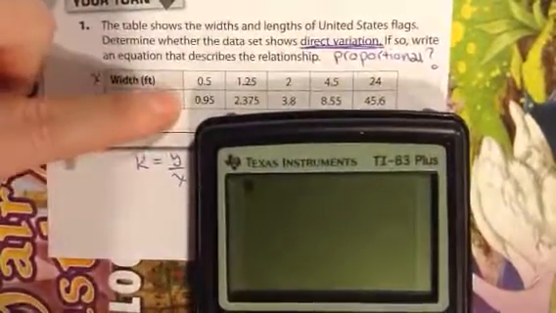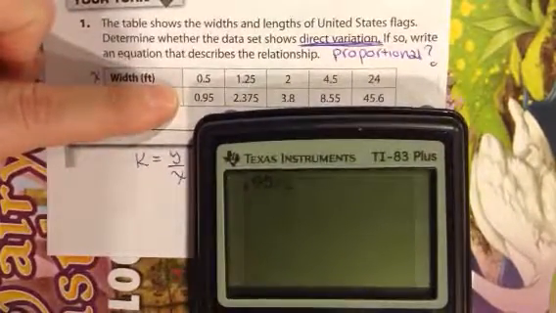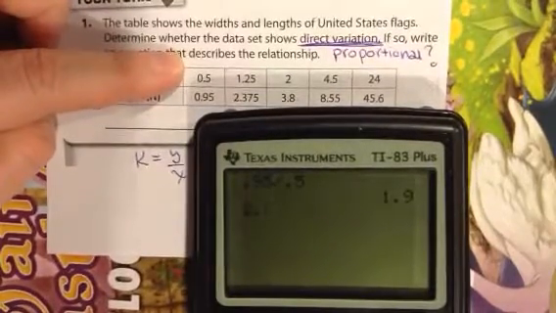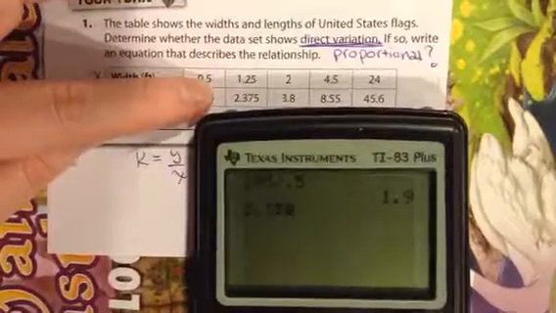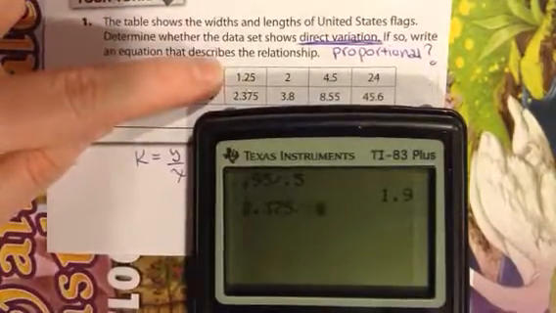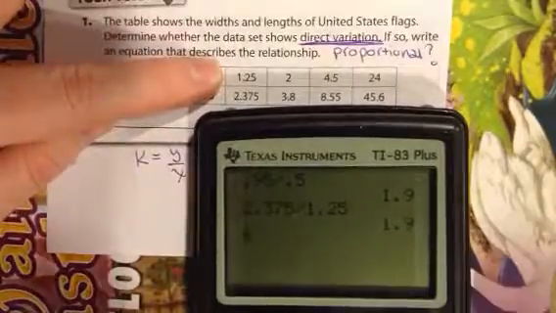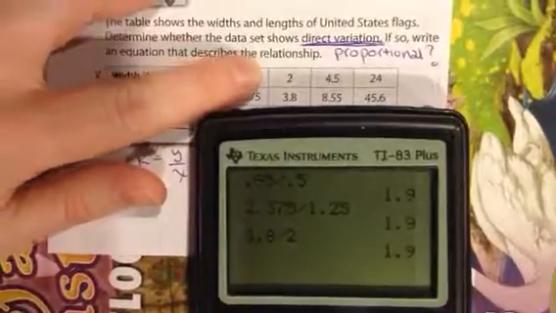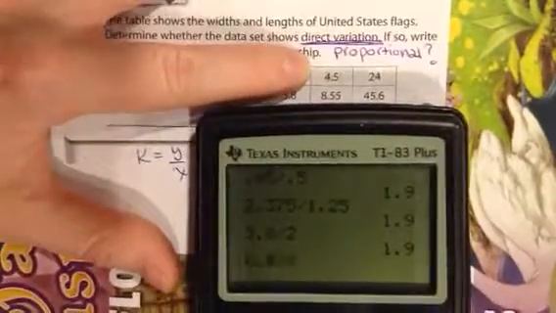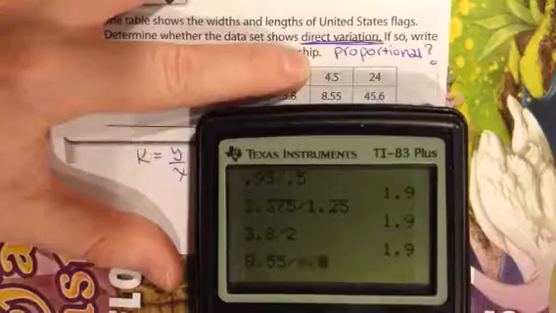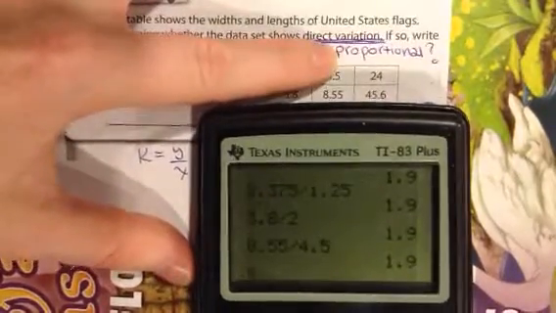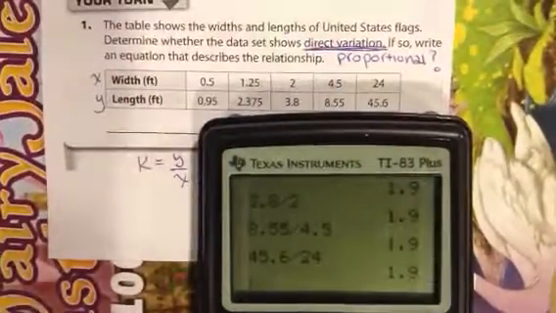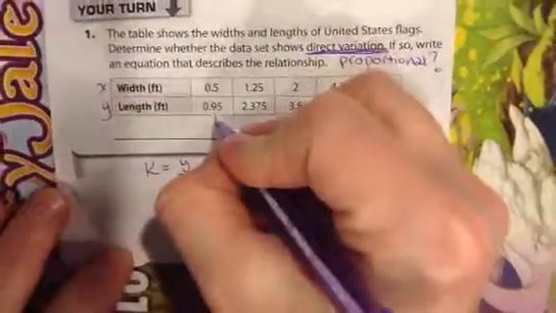So I'm going to take the bottom number divided by the top number, and then the next bottom number divided by the top number. So far I have a constant, but I have to check them all. Yes. Still got 1.9. Okay, I got the constant, the 1.9.